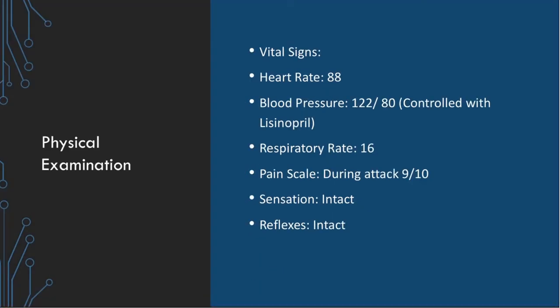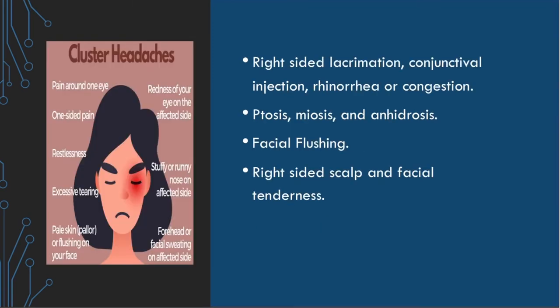The patient was in distress, pacing around the room, quite agitated and in severe pain. His heart rate was 88, his blood pressure was 122/80, his respiratory rate was 16, and his pain scale during an attack is usually 9 out of 10, senses intact, reflexes intact. Examination showed right-sided lacrimation, conjunctival injection, rhinorrhea and congestion, ptosis, miosis and anhidrosis, facial flushing, and right-sided scalp and facial tenderness.